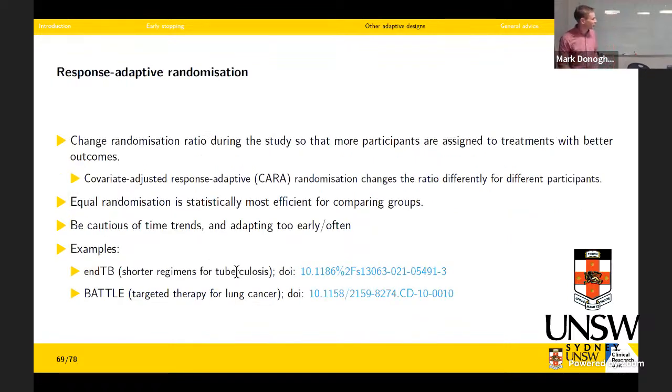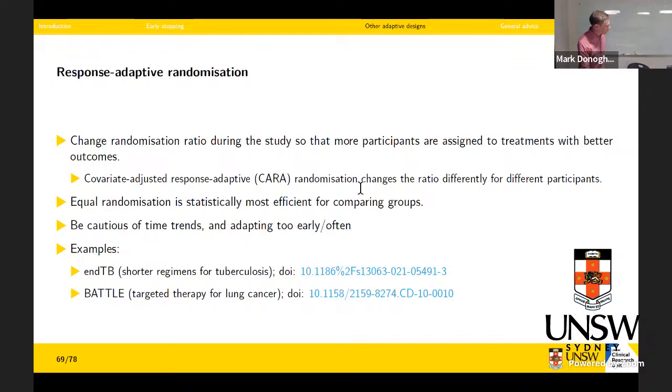Response adaptive randomization is one where instead of keeping equal allocation to the different treatments, you can change that ratio during the study so that more participants are assigned to treatments that look like they've got better outcomes. And there's a level beyond that, which is covariate adjusted response adaptive randomization. So that might change the ratio differently for different participants. So if your treatment looks like it's working especially well in older participants, you might have a 3-to-1 ratio for older people and a 2-to-1 ratio for younger people, for example.